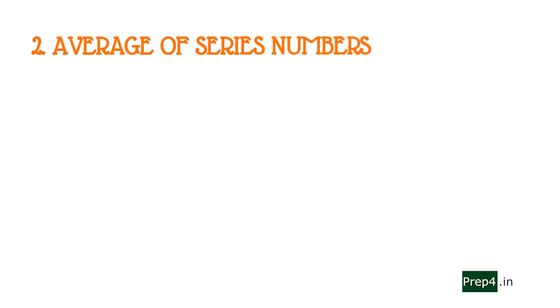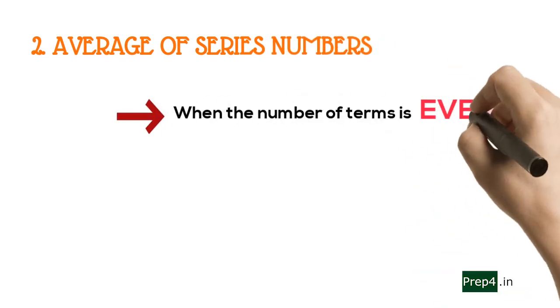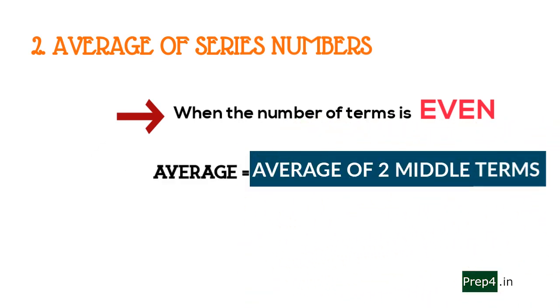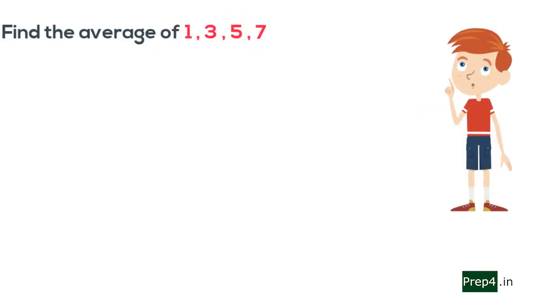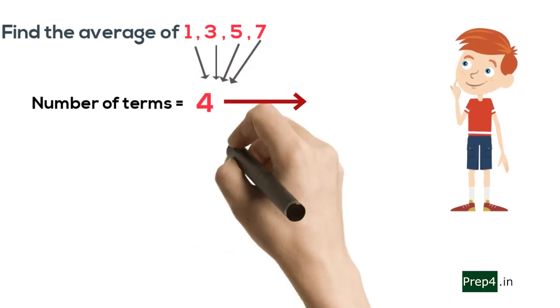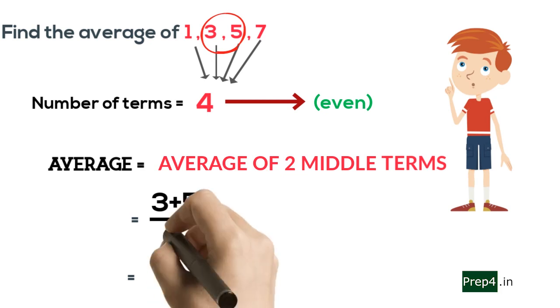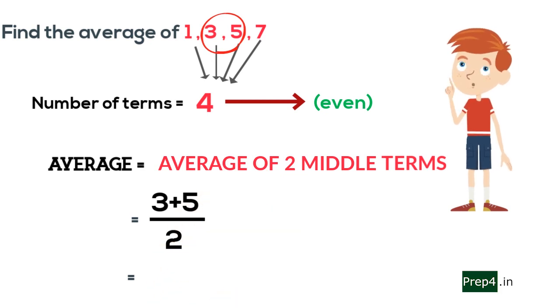Now in second case, we will be dealing with average of series number. This is when the number of terms is even. So average will be equal to average of two middle terms. That is, finding the average of 1, 3, 5, 7. So the number of terms will be 4 and that number is even. So average of two middle terms is equal to (3 + 5) divided by 2 and we get 4.